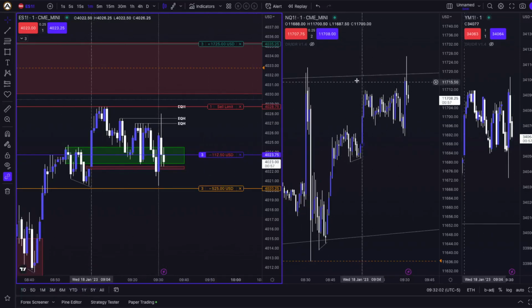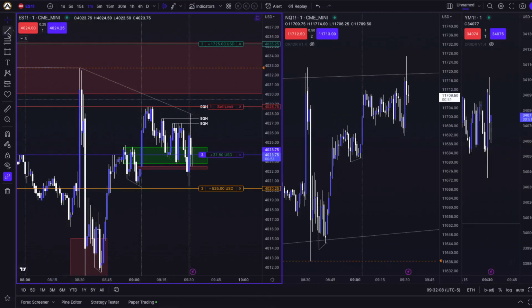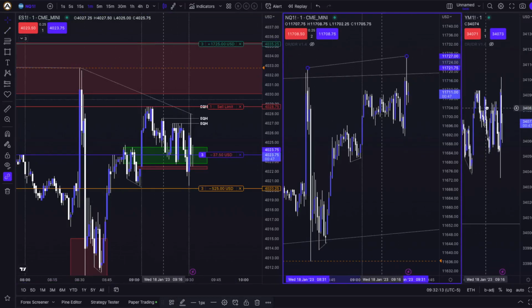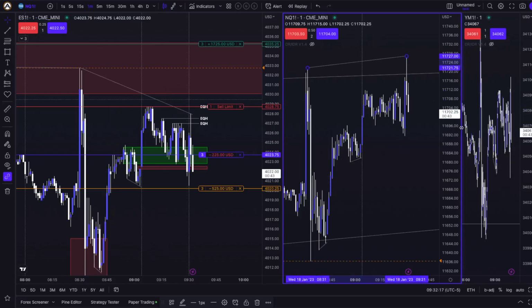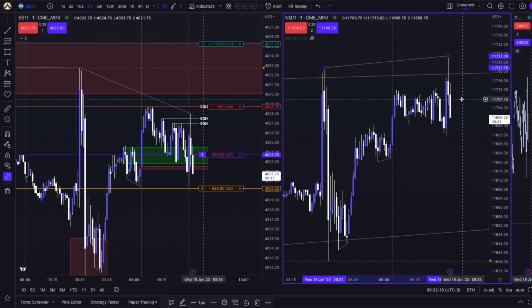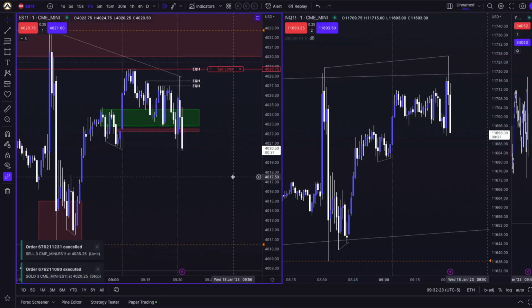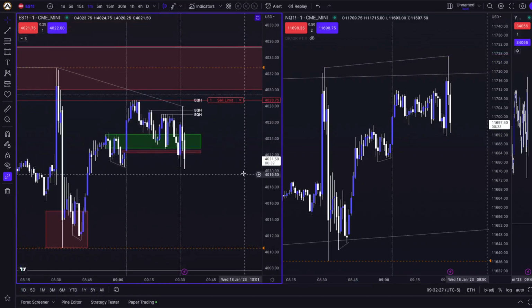Might not work out. We see an S&T divergence between Nasdaq and S&P right now, with lower highs on the S&P and higher highs on the Nasdaq 100. We also have lower highs on US 30, but US 30, we see an immediate rejection to the downside. So this could be, yep, we are taken out of this trade. It did not play out.